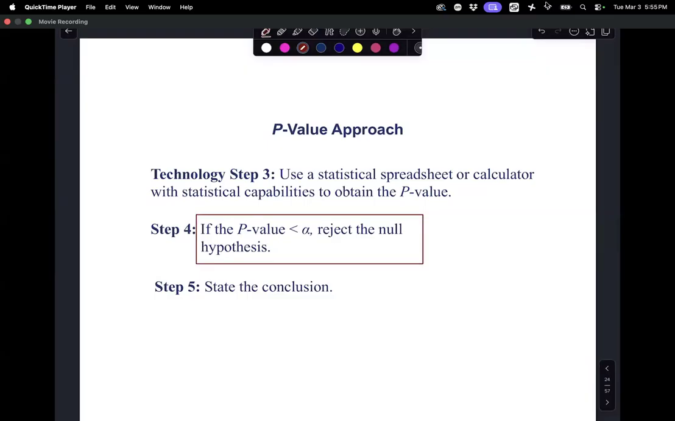If your p-value is greater than alpha, fail to reject the null hypothesis, because the p-value is the probability of getting that value in your sample if the hypothesis was true. Okay.